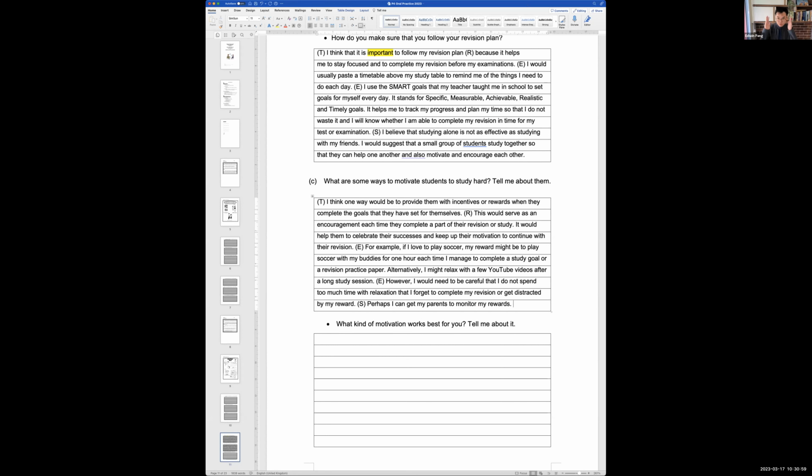Okay, can you all see? This is just one tree, but when I answer this question, there can be many trees. There are many ways to motivate students, right? Rewards is just one way. But if I keep on building different trees, I will have many things to talk about and I will never run out of things to say.